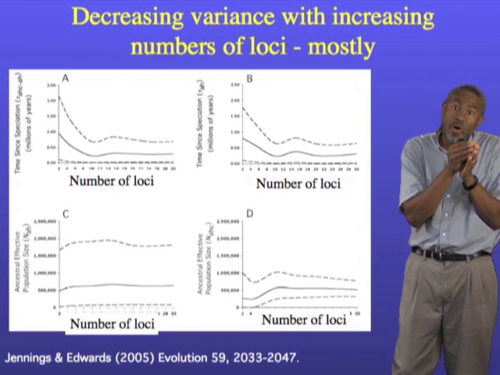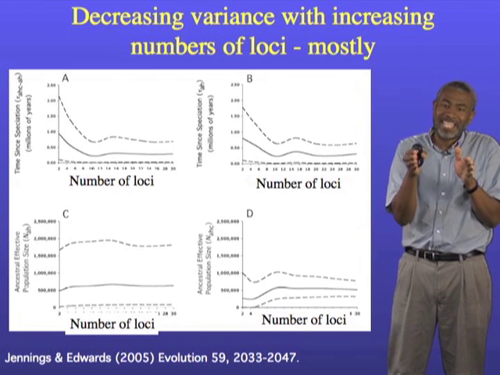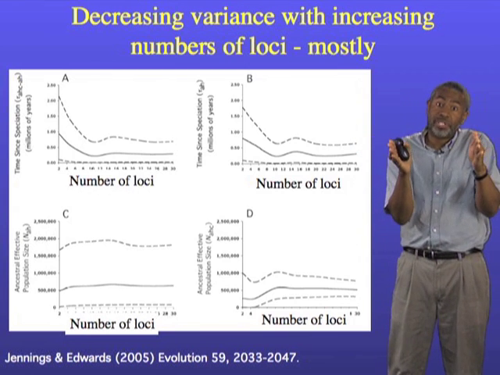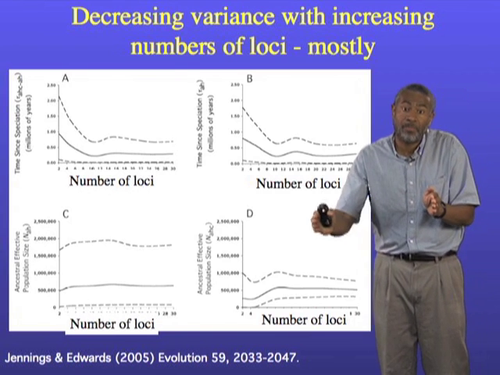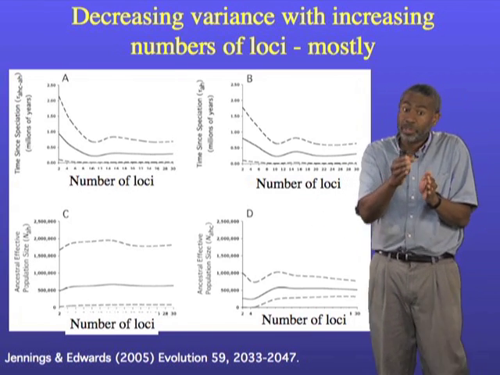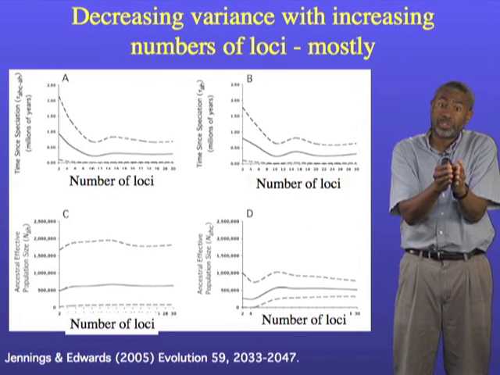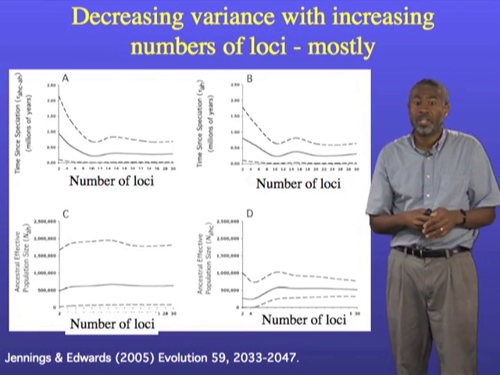You can see in all 4 of these panels, actually really just 3 of them, A, B, and D, the uncertainty, which is indicated by those dotted lines, is decreasing as we add more loci. Okay? As we're adding more genes, from 2 genes all the way up to 30, our estimates are becoming more certain, and that's good. We want to get more certain estimates.